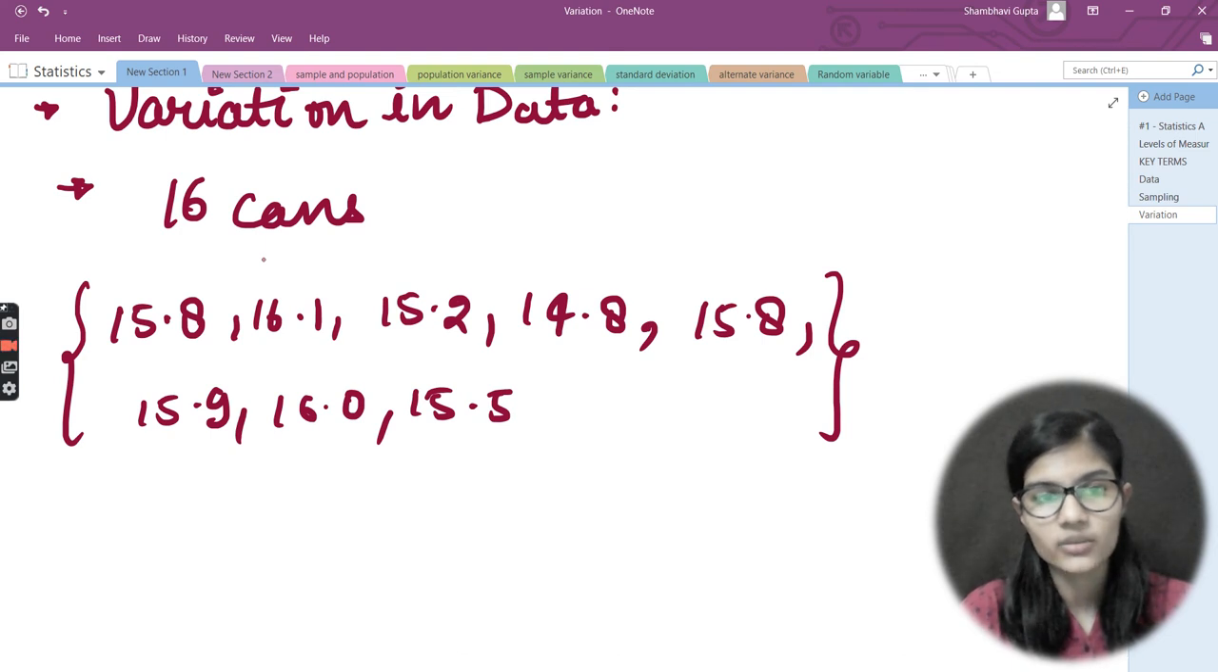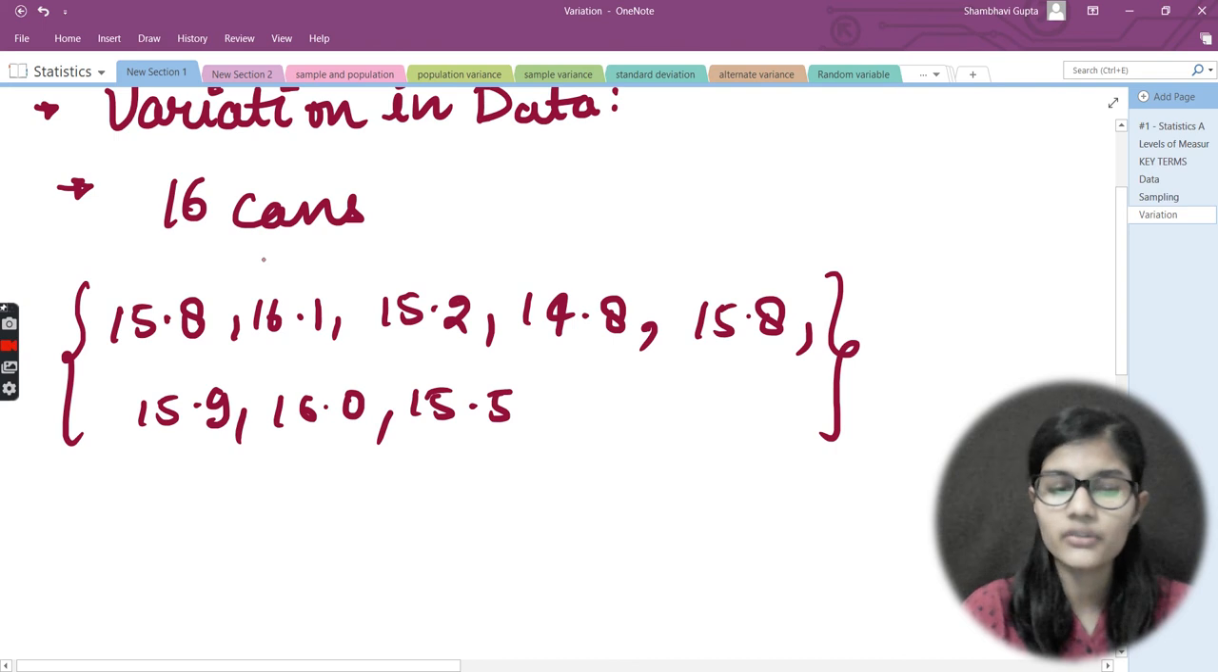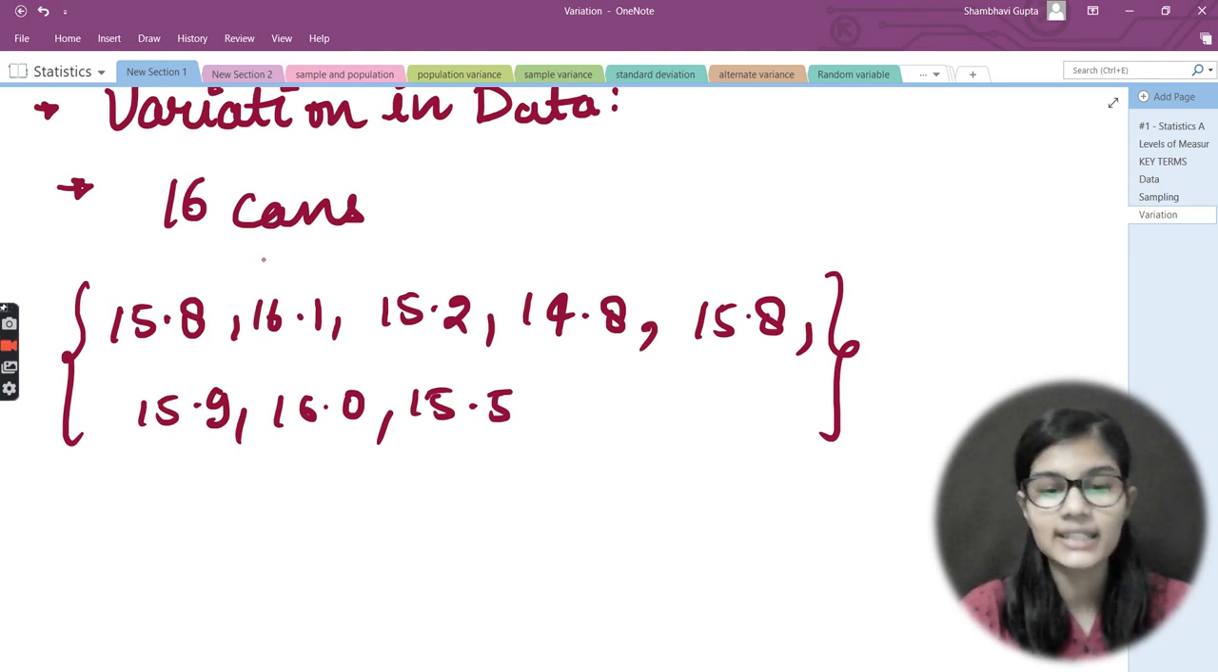Why can the measurements taken from the cans vary? Because different people make different measurements. As the person differs, the way of measuring also differs, right? Or the exact amount, the 16 ounces of liquid, was not put into the cans. These were the two things that can happen.